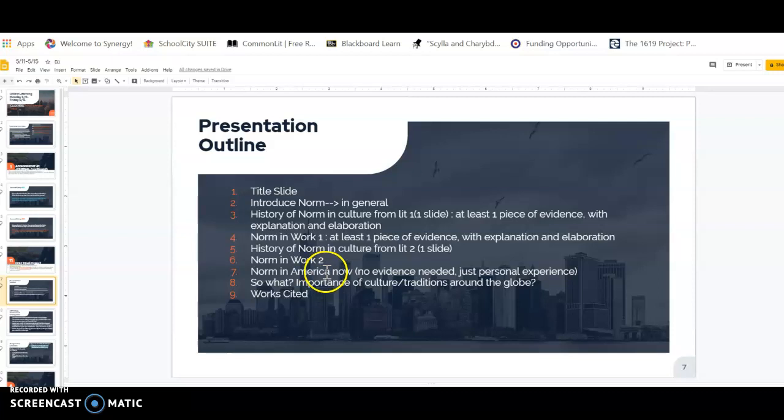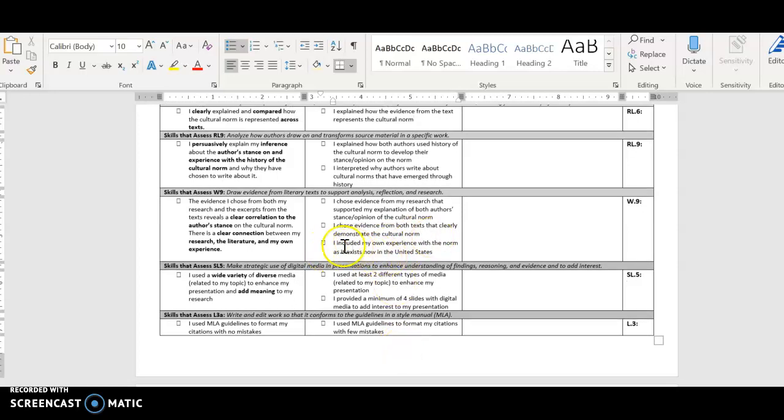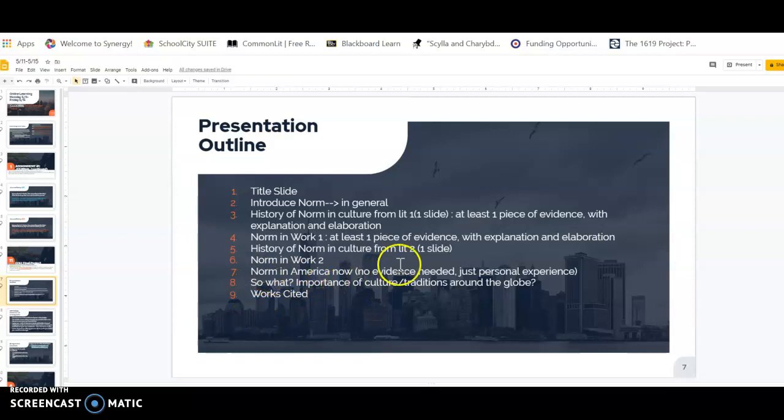The next slide, Norm in America Now. This is that part of the rubric that I pointed out earlier that you didn't already write, where you include your own experience. So what's your experience of it? You don't need evidence. It's just your personal experience. Then the last slide is a so what. You get to decide, but you're bringing this information to an interesting conclusion that shows how you thought about the norm. What's the importance of culture and traditions around the globe? And then finally, you have a works cited page.